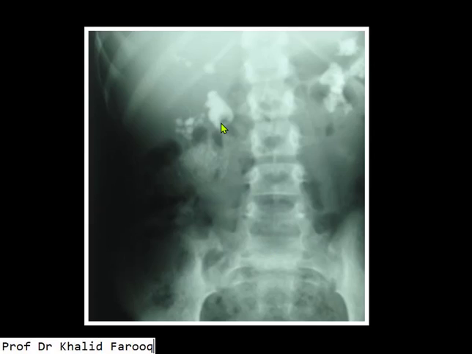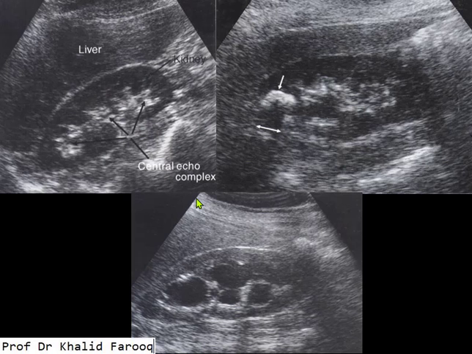Here we have multiple calculi of variable sizes. Few of them are staghorn stones. We can see stones with the help of ultrasound as well. Here we have ultrasound examination. We can see a stone in the upper pole of the right kidney, and this is the liver.